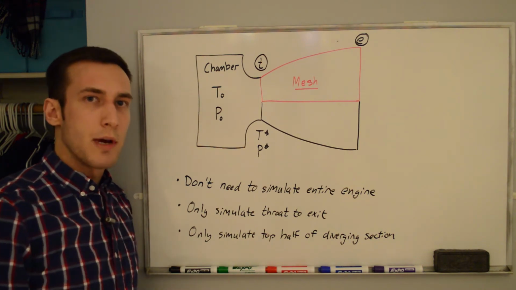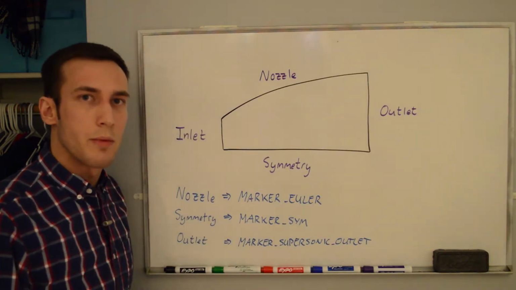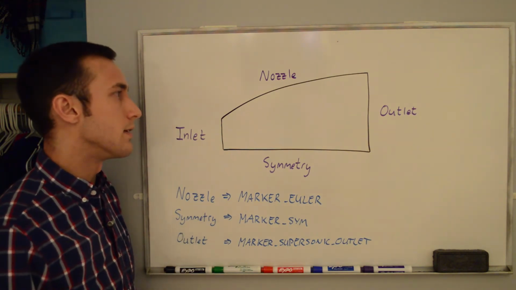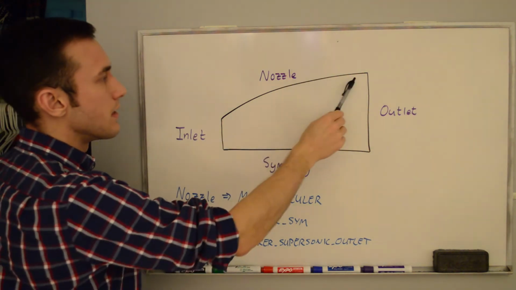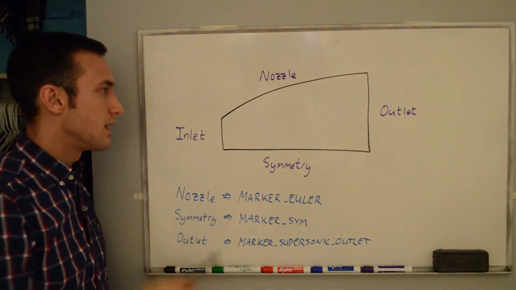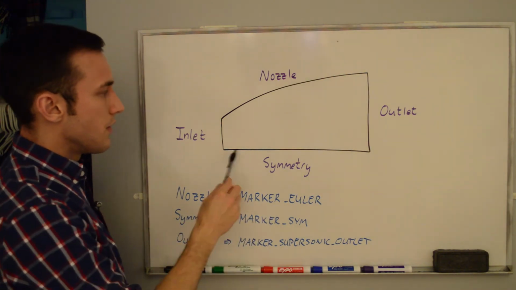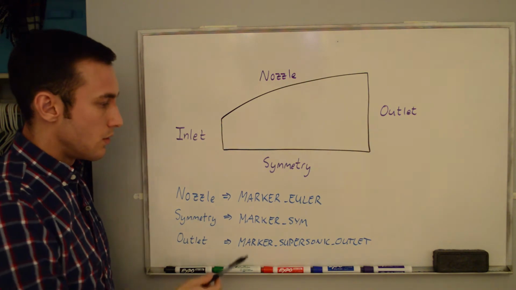Now let's talk about the boundary conditions. I'm going to blow up this red section a little bit bigger and quickly describe the boundary conditions on the board before we get into the configuration file on the computer. The first one we want to talk about is the nozzle wall. Since the flow cannot pass through the nozzle wall, we're going to set this one to marker Euler. The second one is the symmetry line here, which we've called symmetry, and we'll just set this to the simple marker sym.